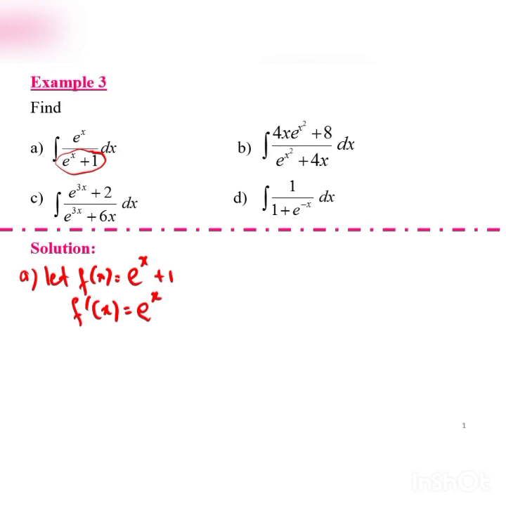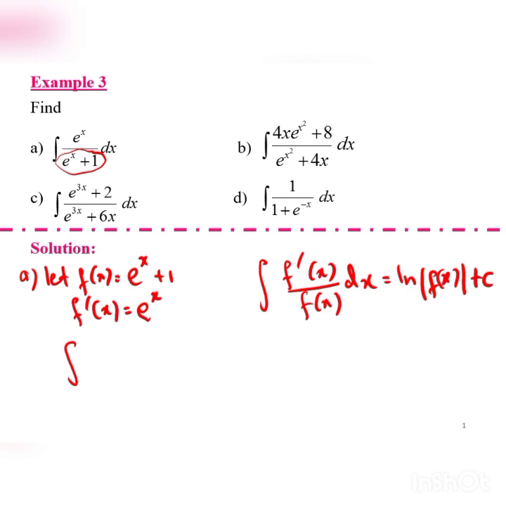So we have the formula: the integral of f prime x over f(x) dx is ln f(x) plus c. So, referring to the question, the denominator is e to the power of x plus 1, and the numerator is e to the power of x dx. So we get the answer: ln of the denominator, e to the power of x plus 1, plus c.